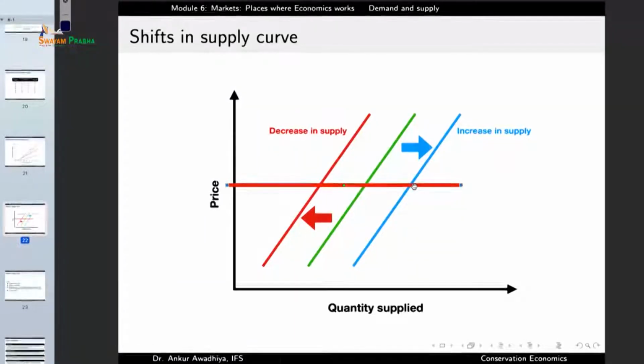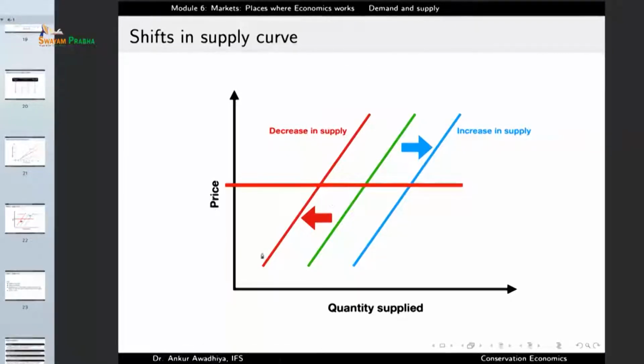So we will show it by means of a curve that has shifted to the right. This blue curve is showing an increased supply as compared to the green curve. Similarly, if there is a decrease in supply, it will mean that less quantity is supplied at any price. And this would be represented by a curve shifting to the left. So this is a shift in the supply curve.